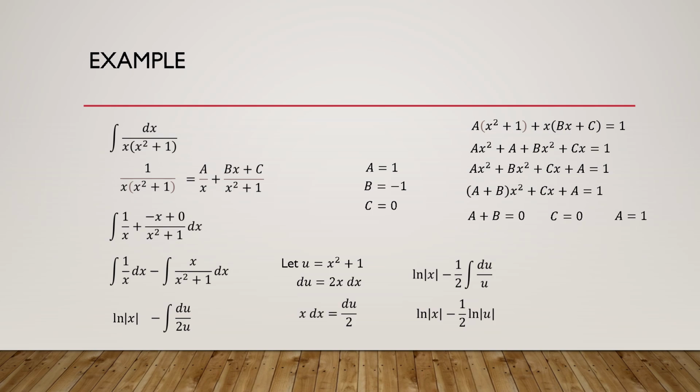Replace the u to get our final answer: the natural log of the absolute value of x, minus 1/2 the natural log of the absolute value of x squared plus 1, plus C.